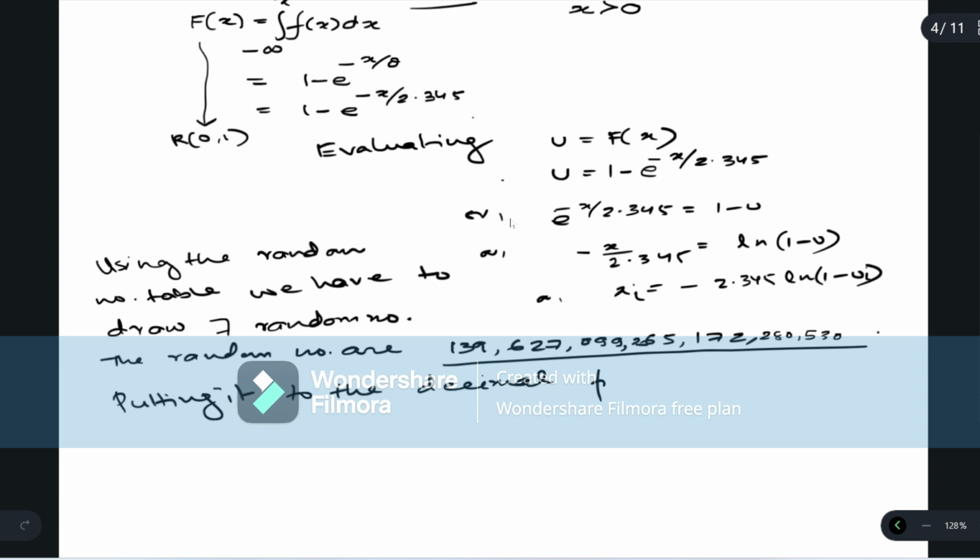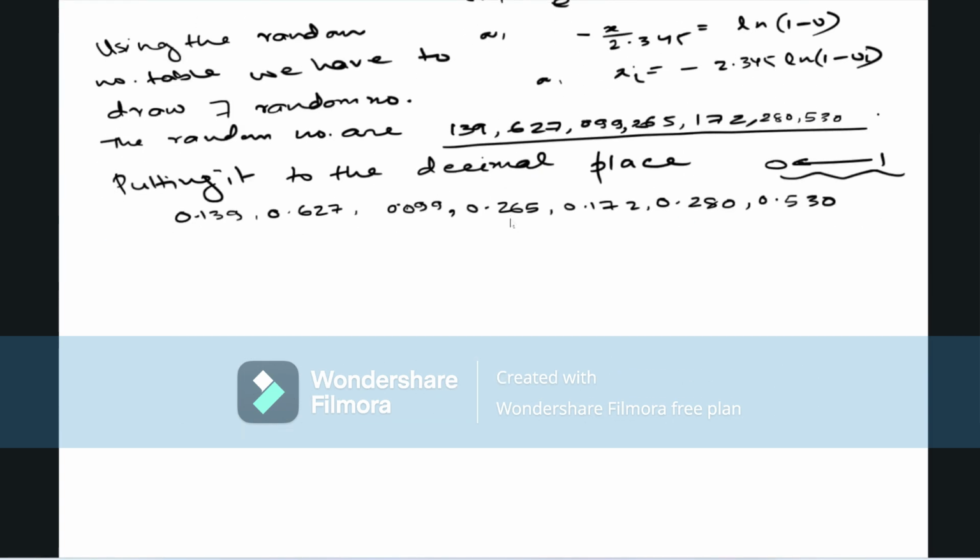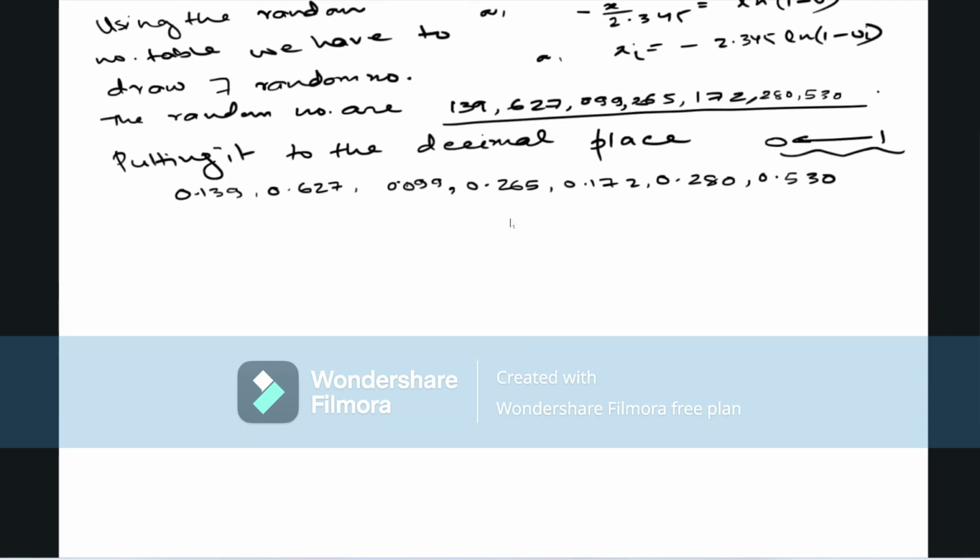Why are we putting this decimal place? Because it must range from 0 to 1, and to get between 0 and 1 we are using the decimal to convert it. So it becomes 0.139, 0.627. Now these are the random numbers, that is ui.